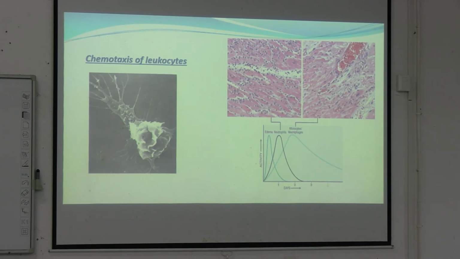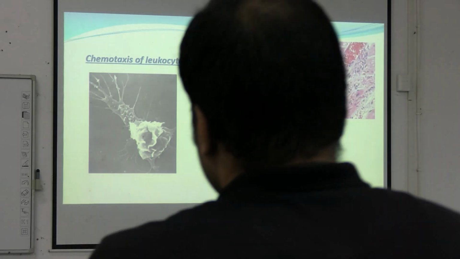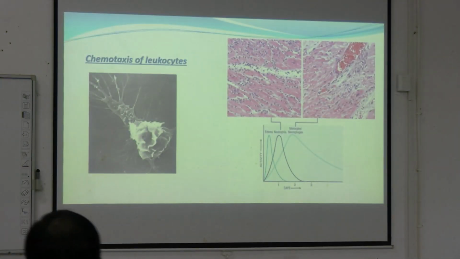into the interstitial tissue, these chemoattractants will attract the leukocytes to the site of inflammation. So the most important chemoattractant is a cytokine known as interleukin 8. This particular type of cytokines which act as chemoattractants are known as chemokines, and the most important chemokine is interleukin 8. Now the leukocytes will move towards the site of infection to perform its function.